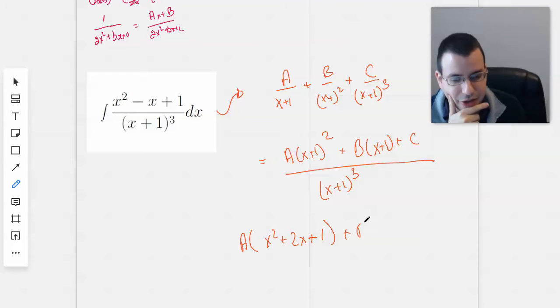Getting too distracted. Need to focus. Plus c, all over x plus 1 cubed.